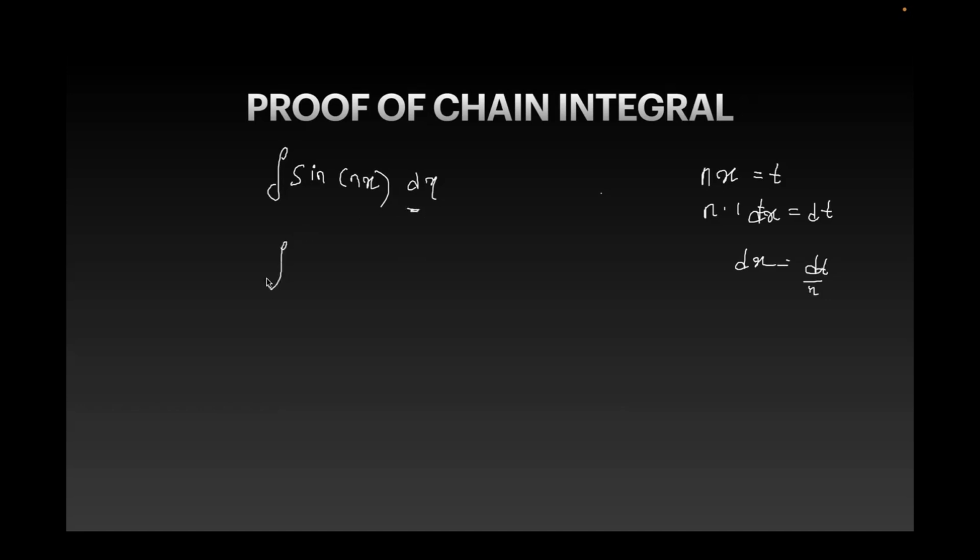Now, dx is over here. What I will do? I'll take it as sine only. It is sine. Now nx is what? t. dx is nothing but dt whole divided by n. So it is nothing but 1 by n. Integral of sine of t is nothing but cos of t. Now what is it? t is nothing but nx, so cos nx by n.